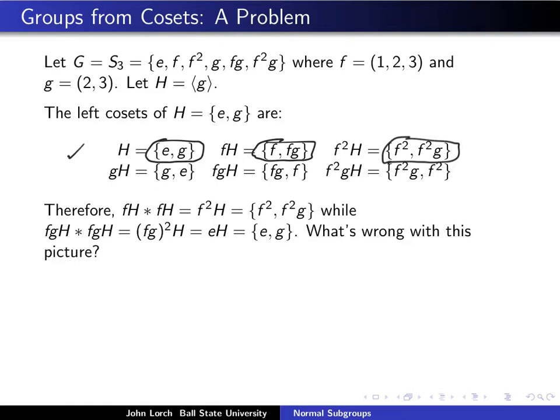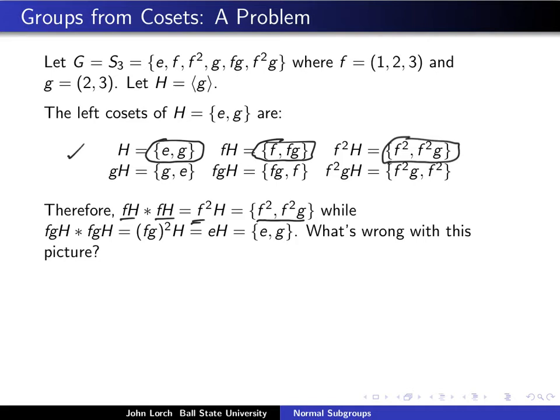So now let's consider the binary operation that we defined, or at least the so-called binary operation that we defined on the previous slide. So let's take two left cosets, say FH and FH, and we're going to multiply them together using that operation. So that gives us, just by multiplying the representatives, F squared H, which is this set consisting of F squared and F squared G.